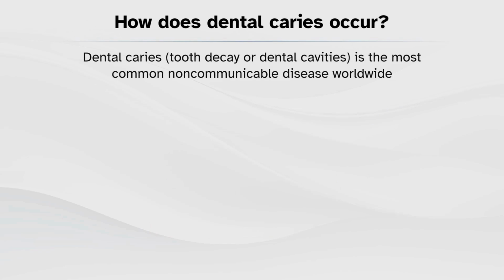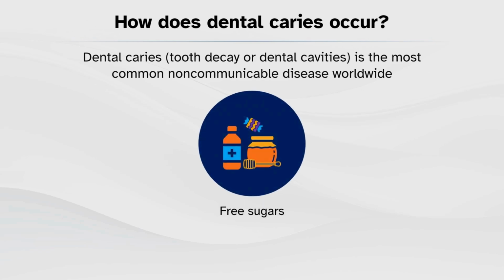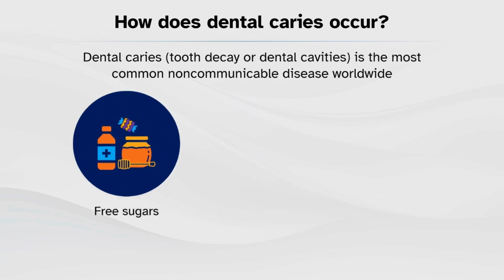Dental caries, also known as tooth decay or dental cavities, is the most common non-communicable disease worldwide. Let's see how it occurs in the first place. The most important factor for dental caries is intake of free sugars. Free sugars are sugars added to a food or drink. Sugar present in honey, syrup, and sweetened beverages are also considered free sugars.